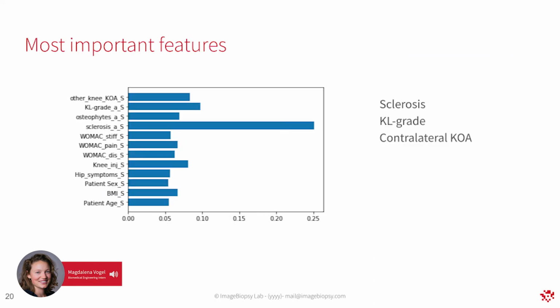So we also extracted the most important features for this. The most important were radiographic information, sclerosis, KL grade, and as well the contralateral OA, which is defined with a KL grade larger than 3 or larger than 2.